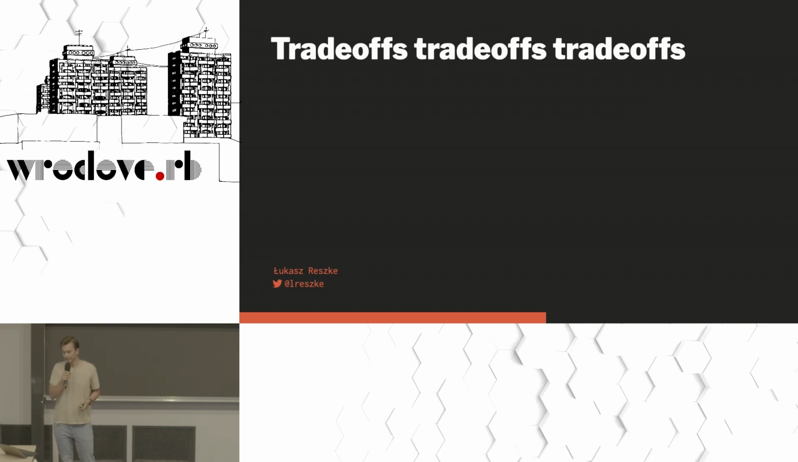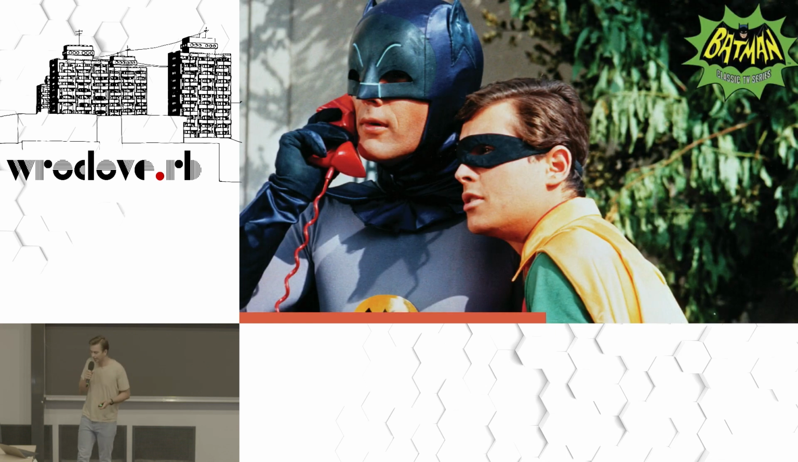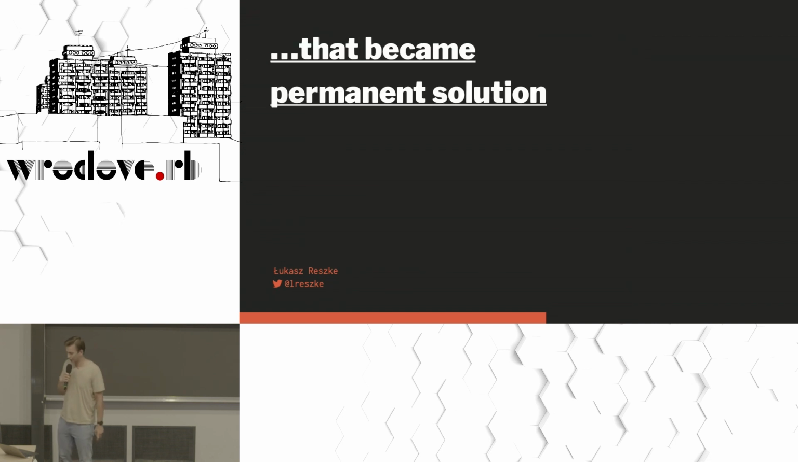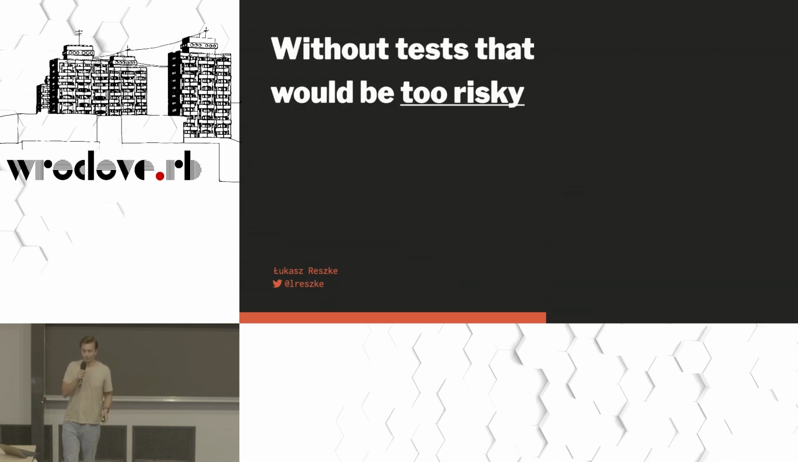So when we understood it and they understood it, we could start a project. We decided to give it a shot and try to rewrite this part in order to make it more stable, but also more predictable. Luckily, a few weeks before that happened, and I think that was also one of the reasons, a new classification method was introduced, an automatic one. So I wrote some exploration tests for that POC that became a permanent solution. Never happens, right? And the one thing is that without tests, this project would be too risky, and I wouldn't do that. I would start with the tests anyway.